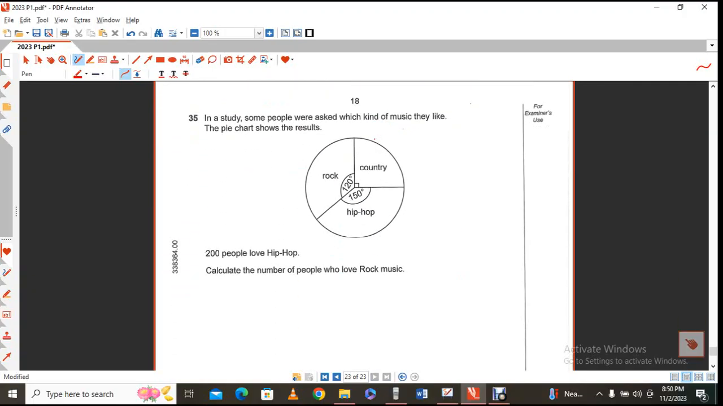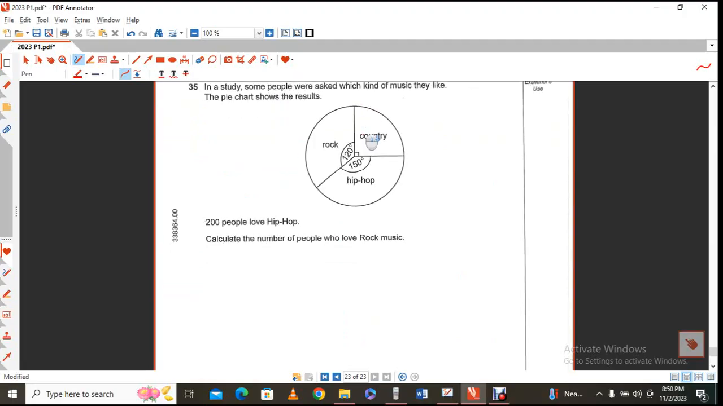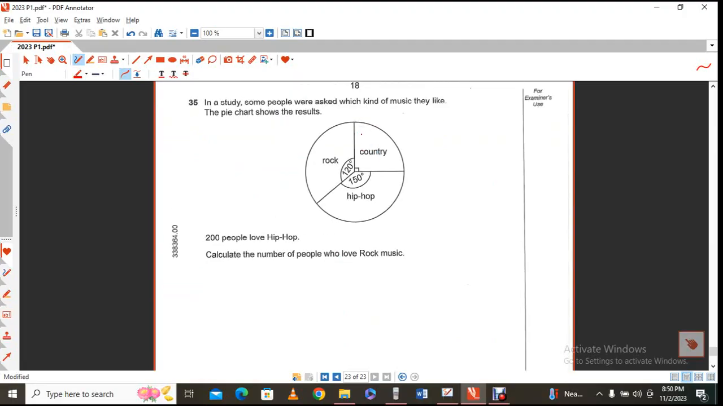Good. Question 35, which is the last question of this paper. In a study, some people were asked which kind of music they like. The pie chart shows the result. 200 people love hip-hop. Then you have to calculate the number of people who love rock music. Hip-hop is represented by 150 out of 360 degrees, which is equal to the 200 people, but we don't know the total number of people. So I'm going to put the letter X over there.